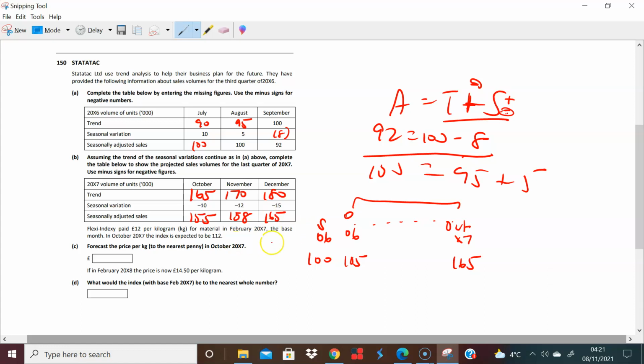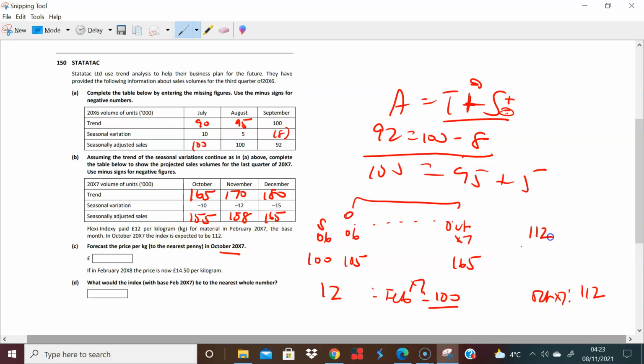Okay, and then we'll just do the next bit. The question goes on to say that someone has paid £12 per kilogram in Feb 2007, and this is considered to be the base cost. At that base cost, this is at 100, and it says the index. This is in February X7, and then it's saying that in October X7, the base cost is expected to be 112. So really, the question is asking, what do we forecast the price to be in October 2007?